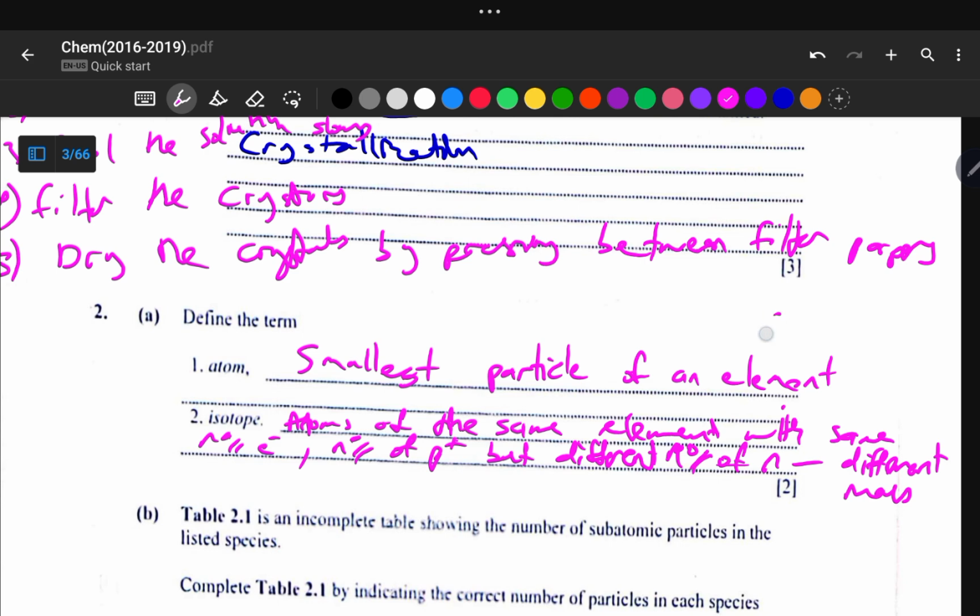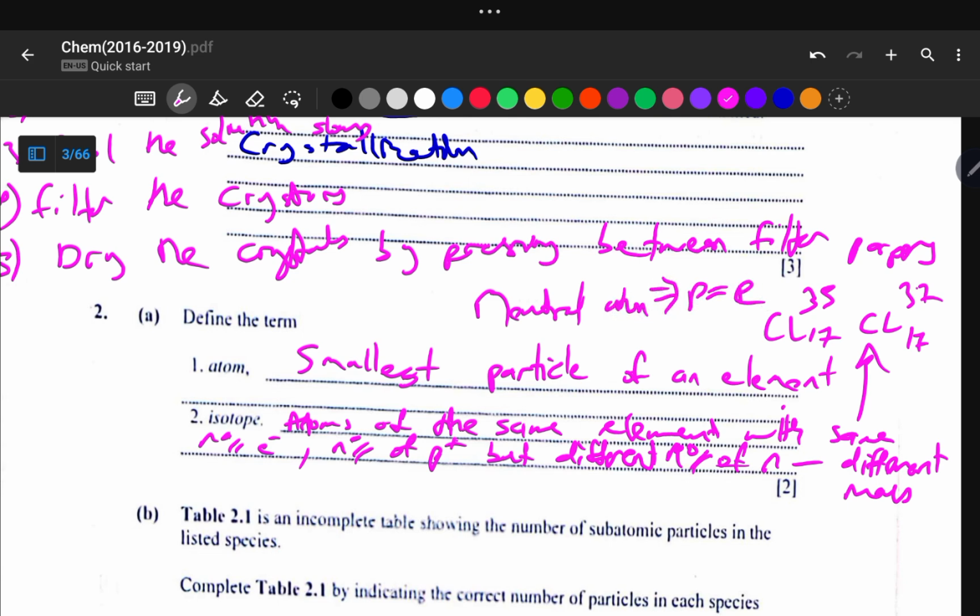So we've got chlorine-35 and then chlorine-37. These two are isotopes of each other. They have the same number of protons and then same number of electrons, but different mass number. So chlorine is number 17 of the periodic table, meaning to say for a neutral atom, the number of protons is equal to the number of electrons, right? So for a neutral atom, the number of protons is equal to the number of electrons.